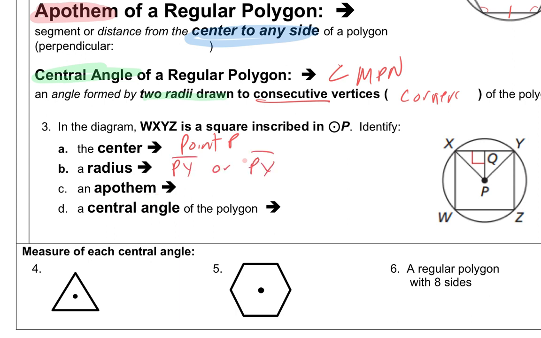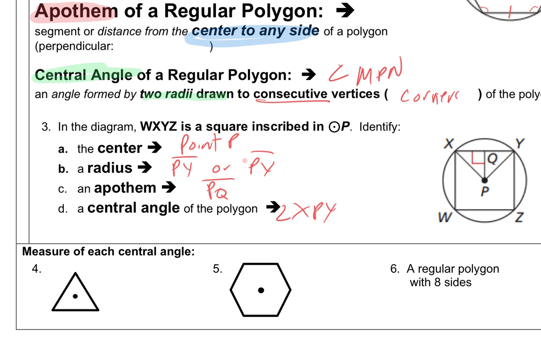Apothem. We said the apothem goes from the center to a side, so we're going to say that's PQ. And then the central angle. It goes from the center to two vertices, so XPY. Angle XPY. That's the basics of it. The main thing we're going to be concentrating on today are the apothem and the radius. Remember, radius goes from the center to the corner on the circle itself. Apothem just goes to the side of that polygon.